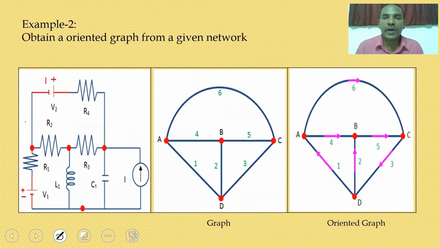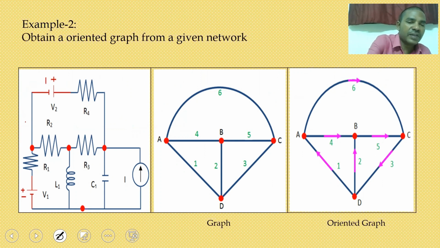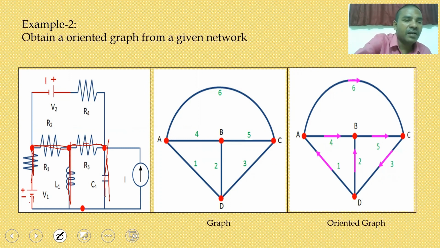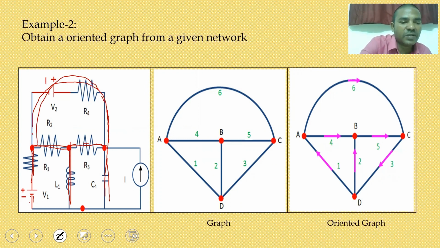Next, what is an oriented graph? To understand the oriented graph, here I have taken an electrical network. For this network, the first branch is a voltage source with internal resistance. So E is replaced by a straight line. Then the R1 resistor is replaced by a straight line. Then the R3 resistor is replaced by a straight line. Then an inductor is replaced by a straight line. A capacitor is replaced by a straight line. A voltage source in series with a resistor is replaced by a straight line. The current source is open circuited.